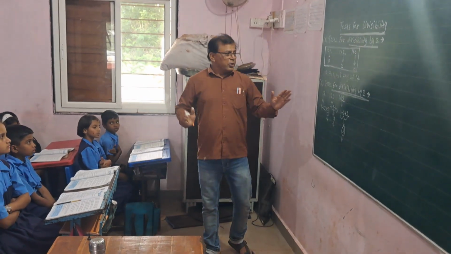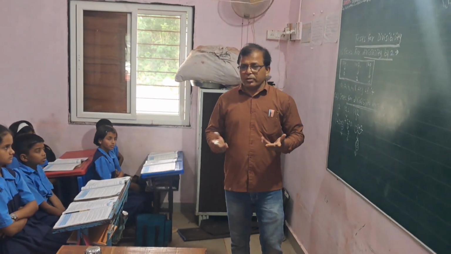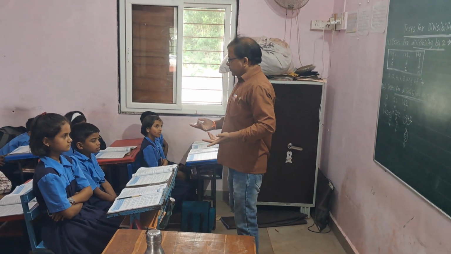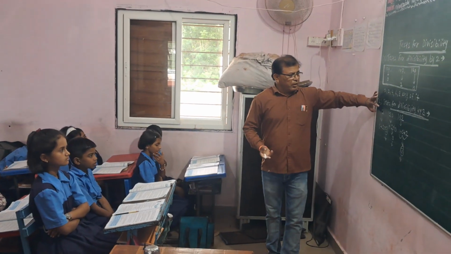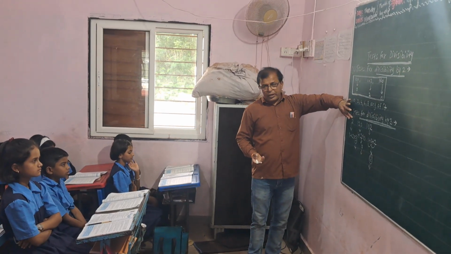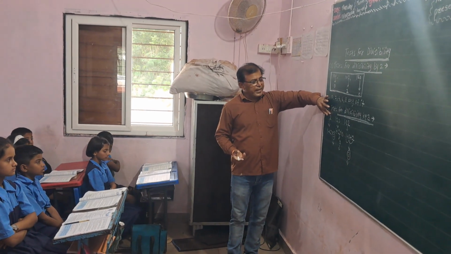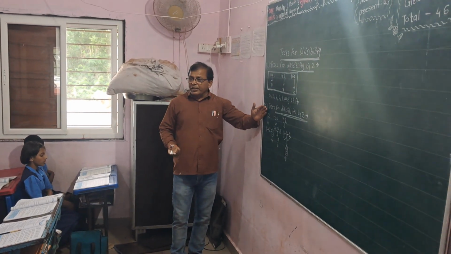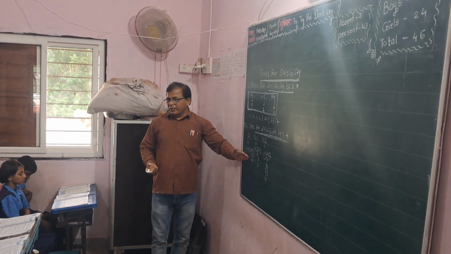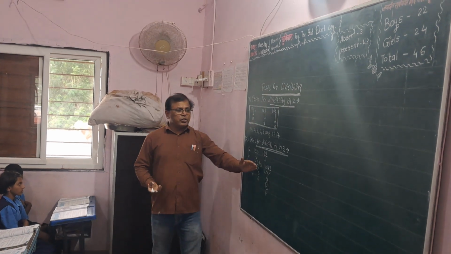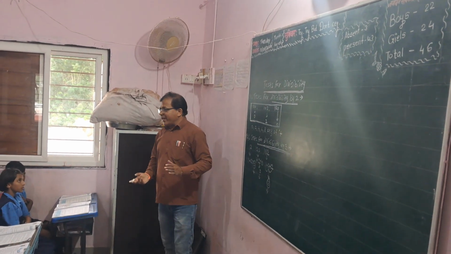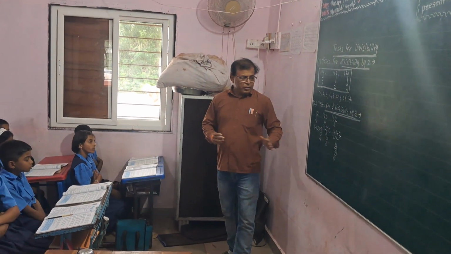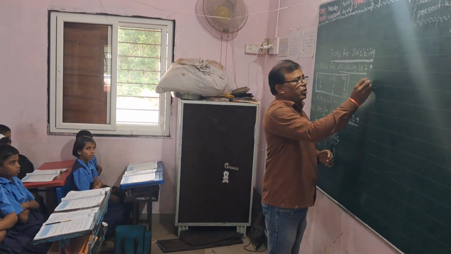Then, how is the test for divisibility by 3? I like to define here that if the addition of all the digits of a number is a multiple of 3, then this number is completely divisible by 3. This is called the test for divisibility by 3. This is test number 2.